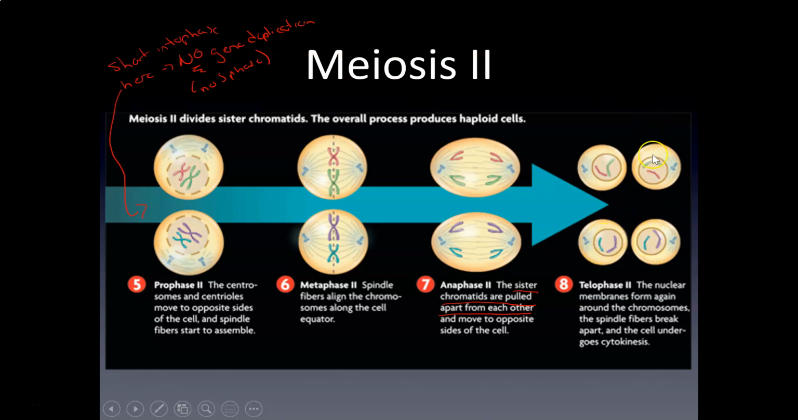All right, nuclear membrane comes back, and the chromosomes relax back into chromatin, and now I have 4 haploid daughter cells that are all genetically different from each other and genetically different from the original parent cells that we started with, not only in the sense that they are haploids, they have half the genetic information, but also in the arrangement of the way that those chromosomes and the information that they carry is organized as well.